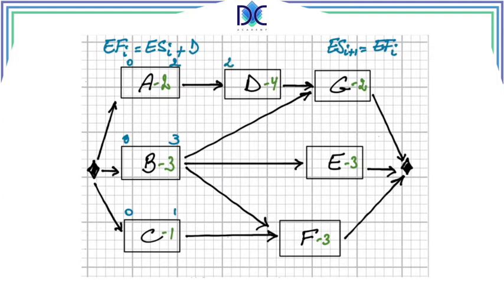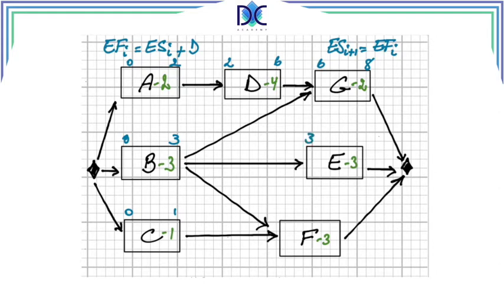The next step is the early start of D, which is equal to the early finish of A, which is 2. 2 plus 4 is 6. And now we can also continue to G. G has 2 predecessors, but we have to take the predecessor with the highest early finish time, which is D, which is equal to 6. So now the early start of G is 6, and we find the early finish being equal to 8.